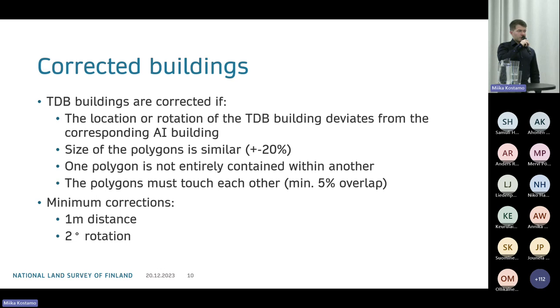And the minimum corrections we use are 1 meter distance and 2 degree rotation. So if the building should be moved less than 1 meter, we won't move it. And if the rotation is very small, we won't rotate it as well. That way we can avoid very small changes, so the algorithm won't produce changes for almost every building.